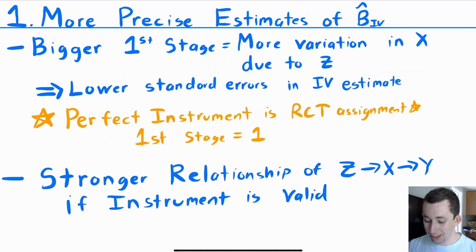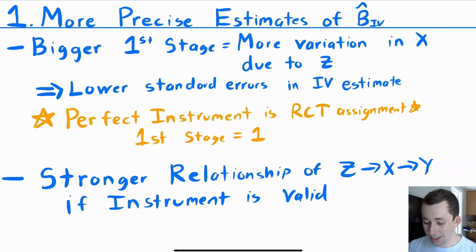Let's talk a little more about why having such a large first stage gives you a more precise estimate of your IV estimate, or your beta hat IV. Well, if you have a larger first stage, that means you're going to have even more variation in x that's specifically due to z and not some other factor. If you have that, that means you're going to get lower standard errors in your IV estimate, and we like lower standard errors because if we have lower standard errors, we have a smaller confidence interval for our beta IV, and we can learn more about the world with our IV estimate than if we have higher standard errors.